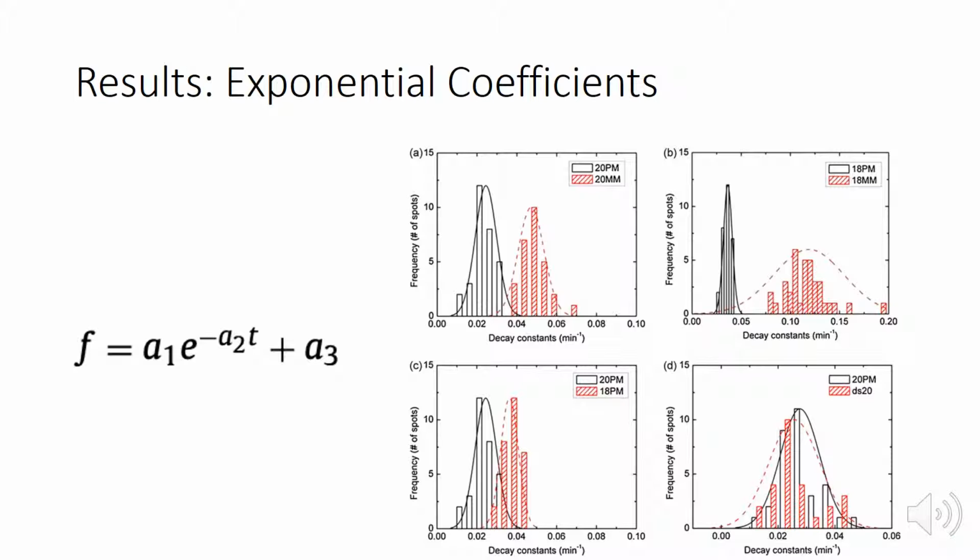Finally, in figure D, the decay constant values of the 20 perfectly matched samples are found to not be different from the 20 DS samples, which is a positive hybridization control group. From this method, it is possible to distinguish the single mismatched samples from the perfectly matched samples, which was something the researchers were not able to do from the mass density loss alone.